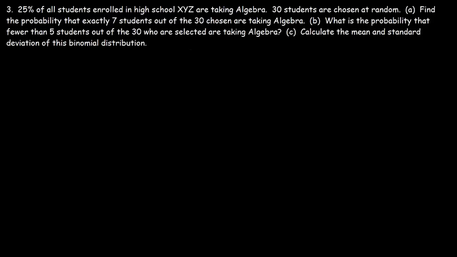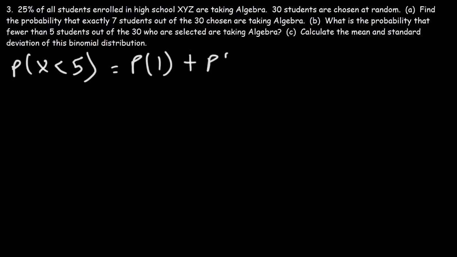So now we're not dealing with just one number, but a range of values for x. So x has to be less than 5, which means it can be 1, 2, 3, or 4, but not 5. It's not less than or equal to 5, it's just less than 5. So what we're going to have to do is calculate the probability when x is 1, 2, 3, and 4, and then add them up in order to get this answer.